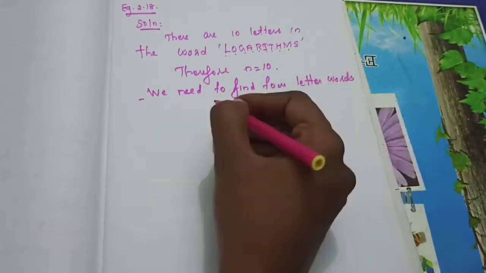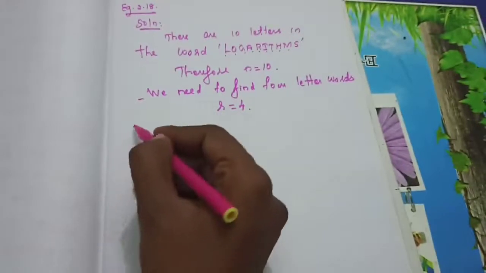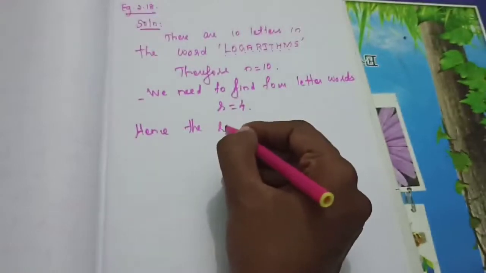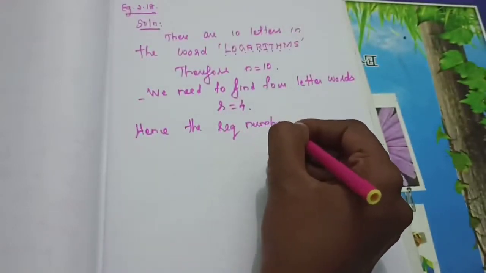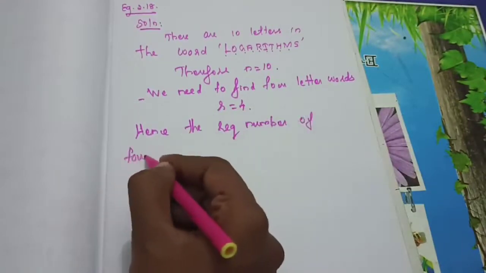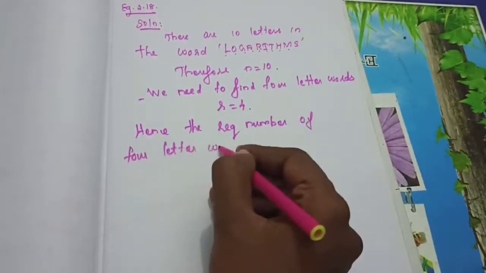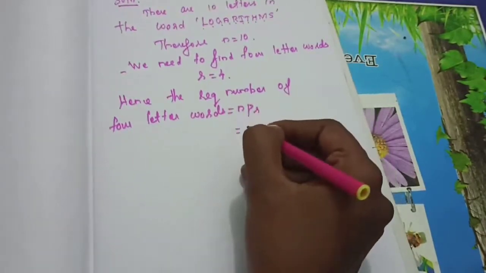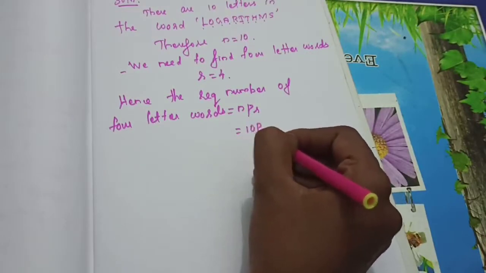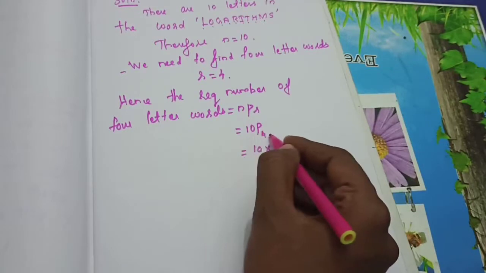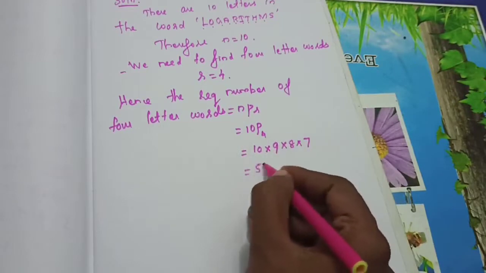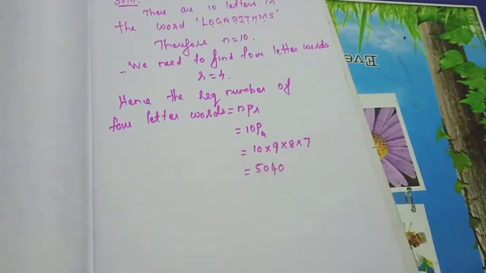We need to find 4 letter words. So R value is equal to 4. Yes. So how will you find the required number of 4 letter words? Hence the required number of 4 letter words is equal to nPr. That is equal to, n value is 10, r value 4. That's equal to 10 into 9 into 8 into 7. Now multiply, how much will you get? 5040. Got it? 5040. Multiply and see its answer.